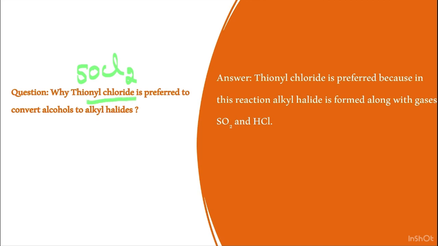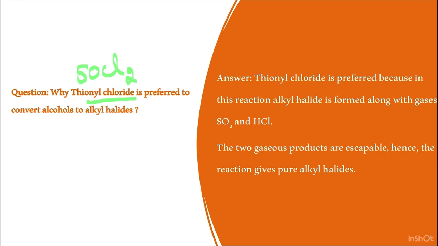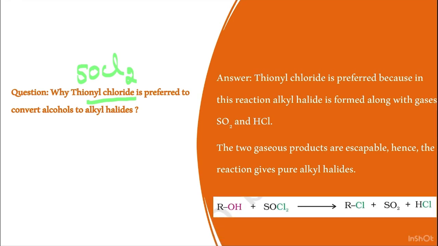The reason is, when you write down the reaction, there are 2 gases being produced. Alcohol on reaction with thionyl chloride produces the required alkyl halide and 2 gases, SO2 and HCl. Now these 2 gases are escapable. So you get a pure alkyl halide, that is why this is preferred. Simple answer.